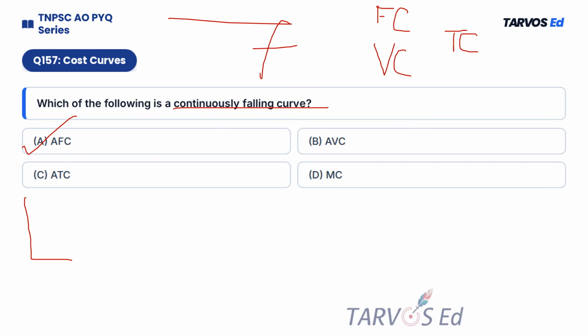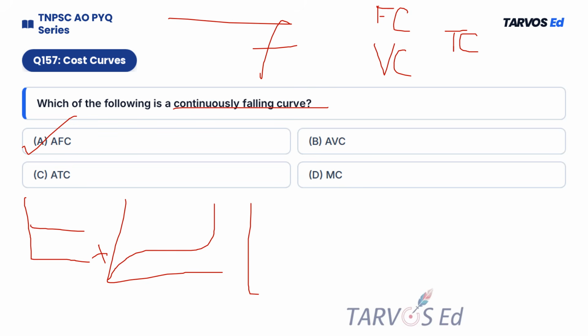FC, as I said, does not change with the change in the level of output or input, so it will always be parallel to the input axis, that is the x-axis. It will always be parallel to the x-axis. This will be your fixed cost curve. It is a horizontal straight line. And variable cost changes with the change in input or output, so it will be inverse S-shaped.